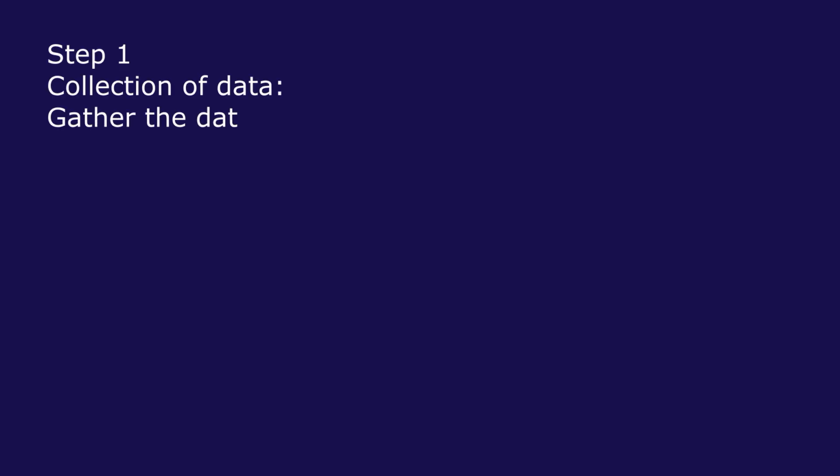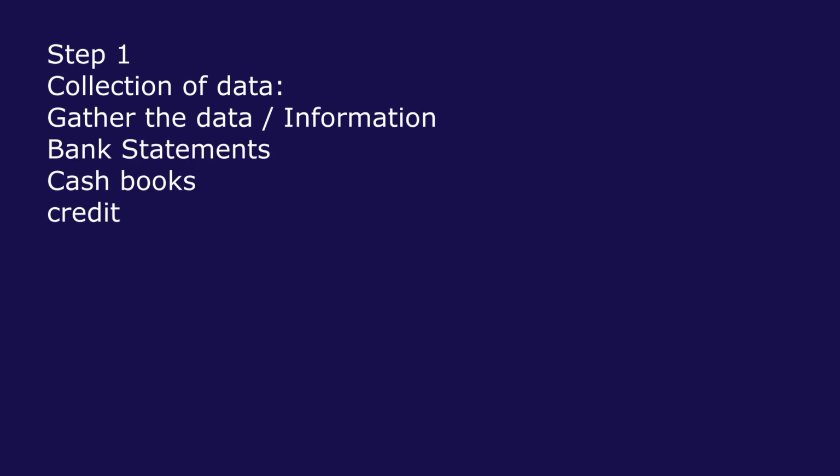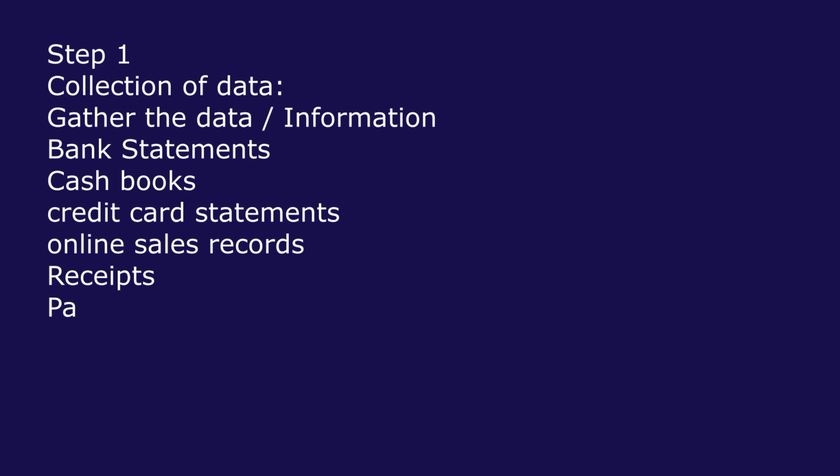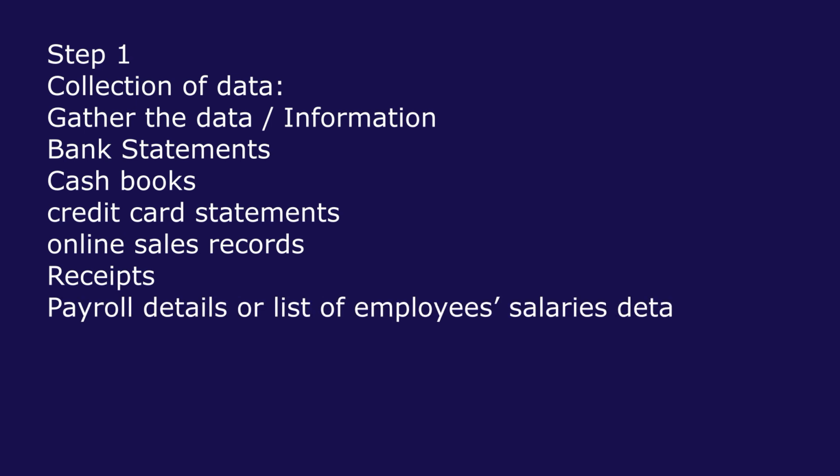First step is the collection of required data. In this step, you gather the important information that will be helpful to prepare the financial statements. For example, bank statements, cash flow, credit card statements, online sales record, receipts, payroll details, list of employees with their salaries, agreements, expense report, or any other relevant data. This data may be in an accounting system, ERP system, or in Excel or manual record as well.